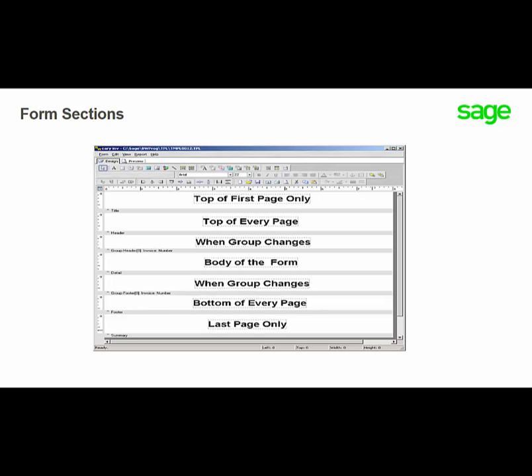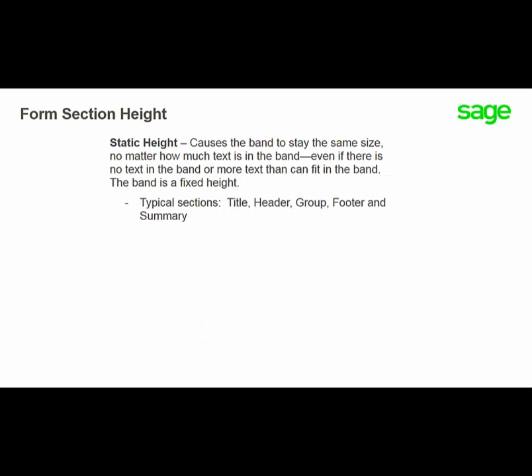The footer is going to print at the bottom of every page, and the summary will print on the last page only. Each section or band in the form can have a static height or dynamic height. A section with a static height, like the header or the footer section, takes the same amount of space on the form each time. It is considered a fixed or static height.